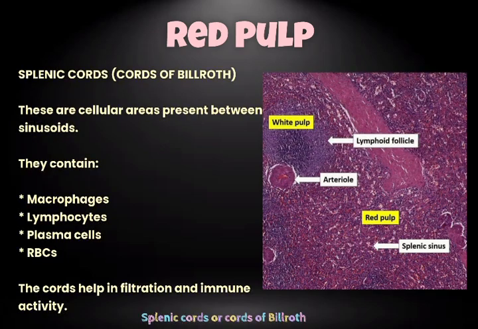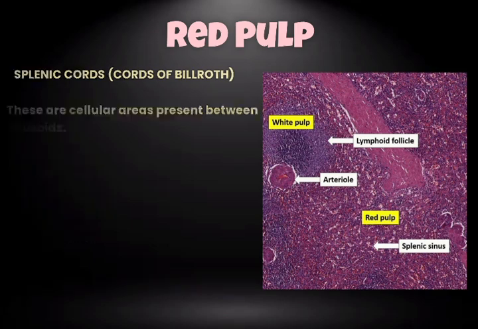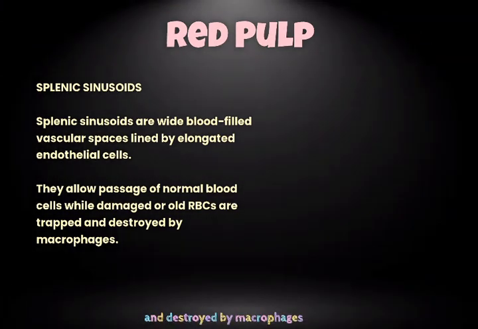Splenic cords or cords of Billroth. These are cellular areas present between sinusoids. They contain macrophages, lymphocytes, plasma cells, RBCs. The cords help in filtration and immune activity. Splenic sinusoids are wide, blood-filled, vascular spaces lined by elongated endothelial cells. They allow passage of normal blood cells, while damaged or old RBCs are trapped and destroyed by macrophages.